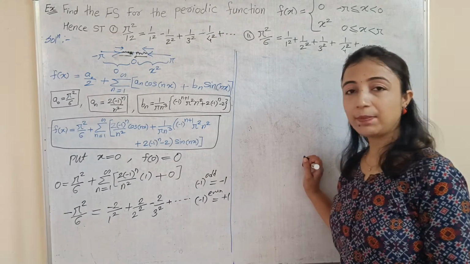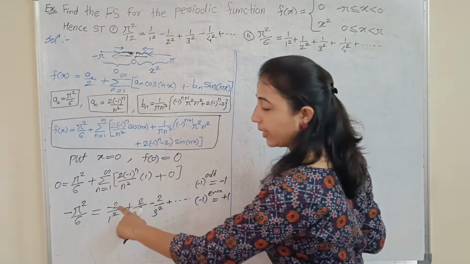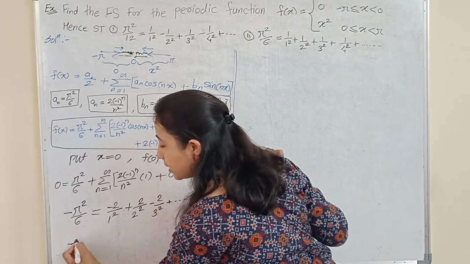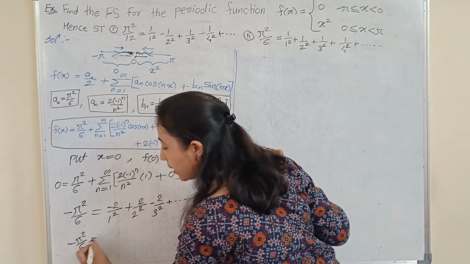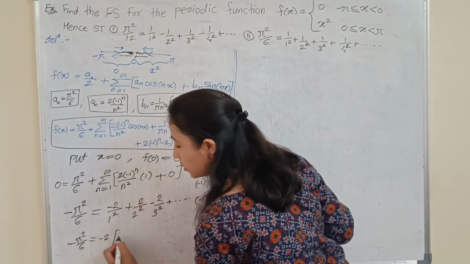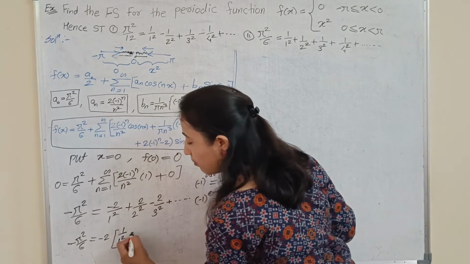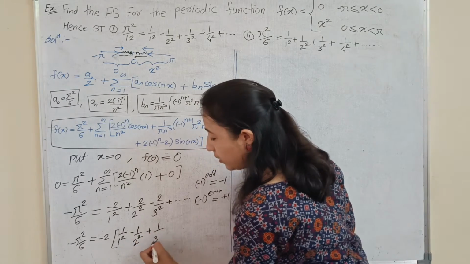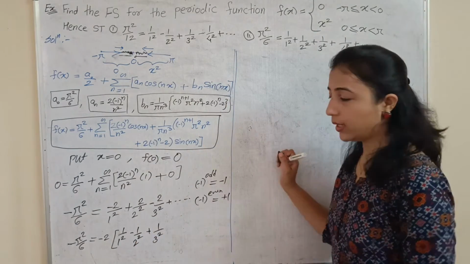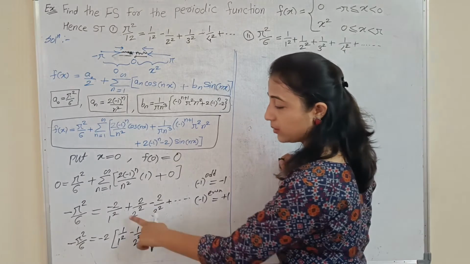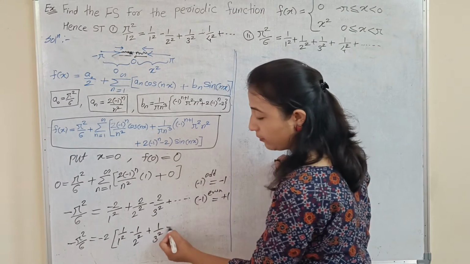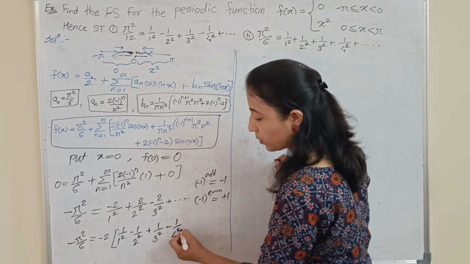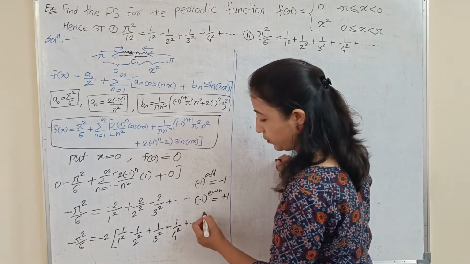Now here we can take the 2 common, so I will take minus 2 common. So it is minus pi square by 6 equal to minus 2 times 1 upon 1 square minus 1 upon 2 square plus 1 upon 3 square. I am taking the minus sign also common, that's why here the minus term becomes plus and the plus term becomes minus. If we continue this process, the next term is 1 upon 4 square and so on.